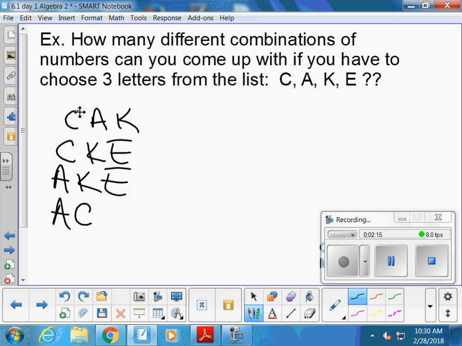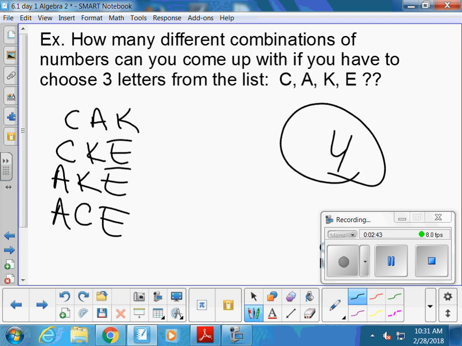A, C, and E. C, A, and E. Yeah. K, A with E. E, A with K. The answer is 4, though, so I feel like I have one on my list twice. The answer is 4. Okay. So what technically happened here is we had 4 objects and we chose 3. Okay. Make sense?